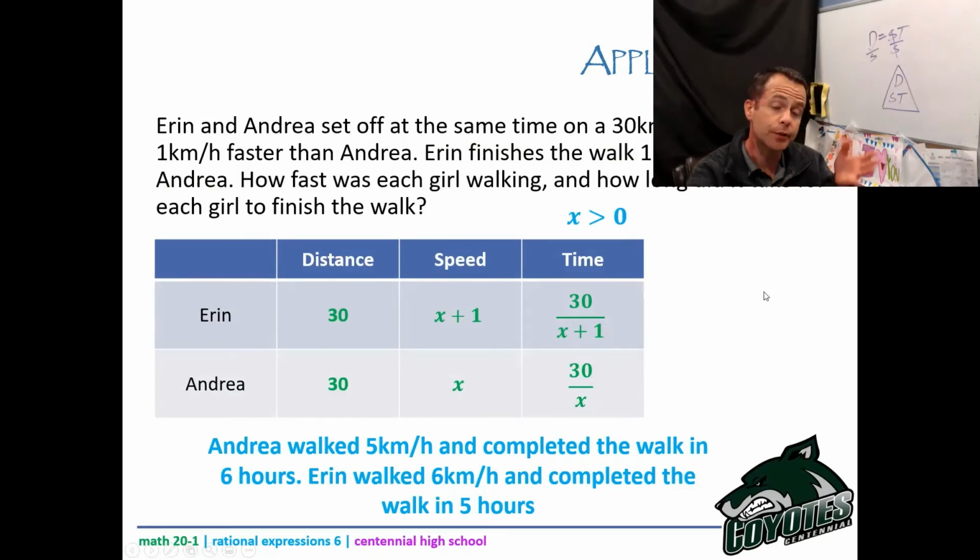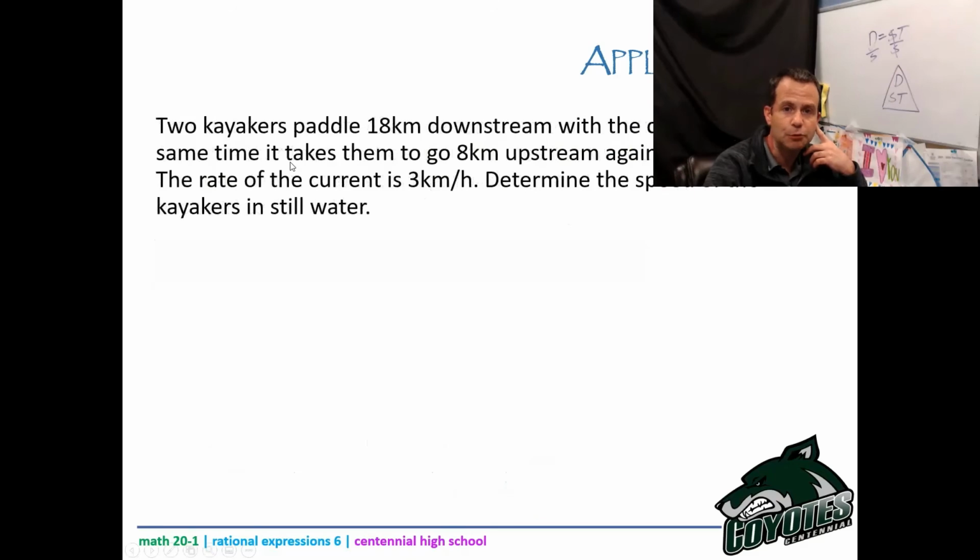Let's do another distance, speed, time type question. And we're going to go down the river. 2 kayakers paddled 18 kilometers downstream with the current in the same time it takes them to go 8 kilometers upstream against the current. The rate of the current is 3 kilometers an hour. Determine the speed of the kayakers in still water.